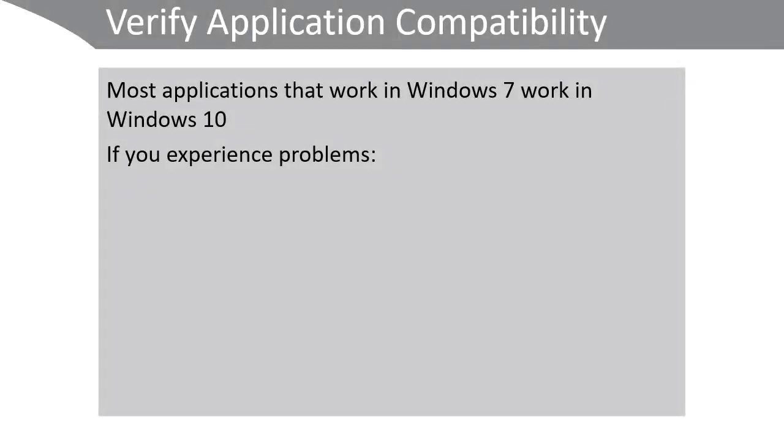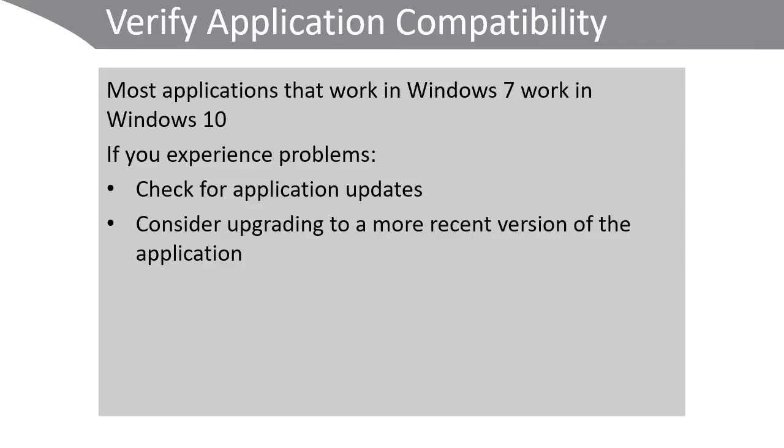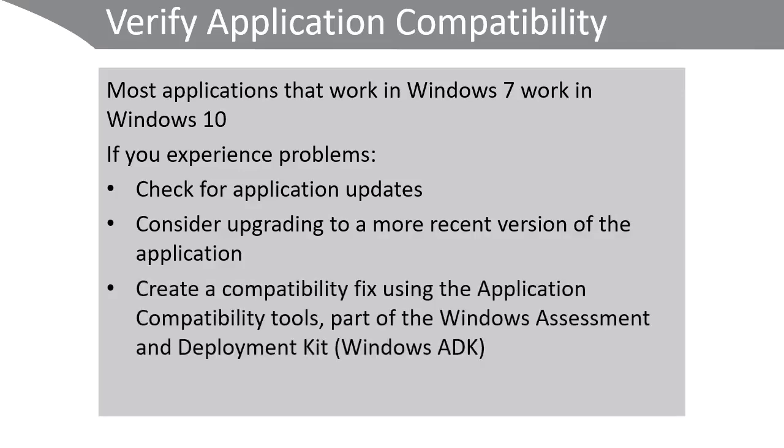It's important before you start deploying Windows 10 to make sure that any applications you have installed on perhaps your Windows 7 computers or earlier still function with Windows 10. For the most part, they probably will. But if you experience problems, check for application updates. Consider upgrading to a more recent version of the application. And if necessary, create a compatibility fix using the Application Compatibility Tools.